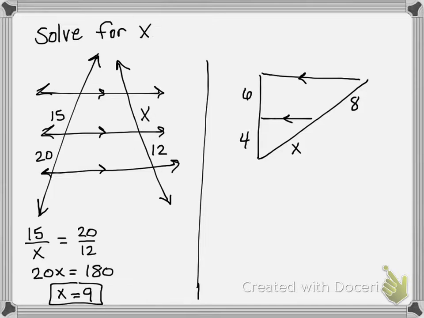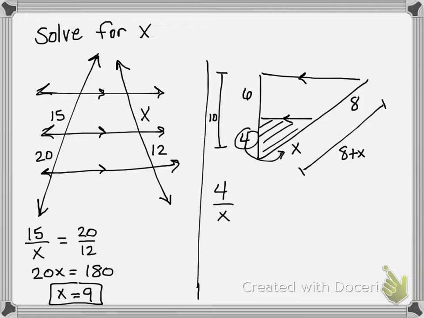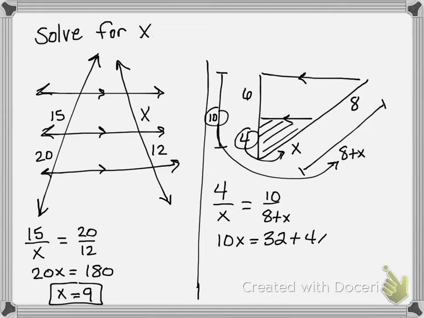Okay, one more. If I look at this triangle, I'm going to say that this whole piece over here is 10 from 6 plus 4. And this whole piece over here is 8 plus x. And so I'm going to match some things up. In my small triangle, I have 4 matches with x. Okay, and in my big triangle, or the larger shape, you have 10 matches with 8 plus x. So here again, we cross multiply. 10x is equal to 4 times 8 is 32 plus 4x.